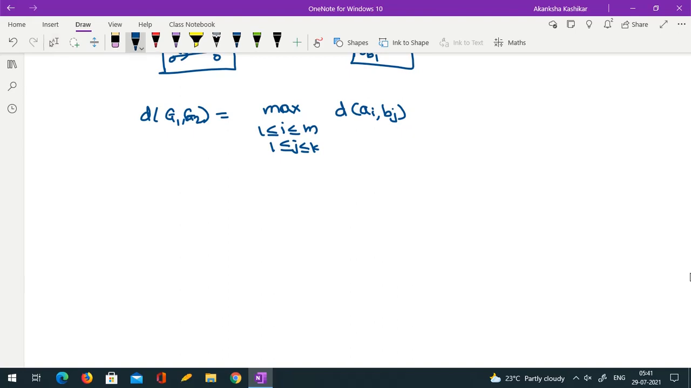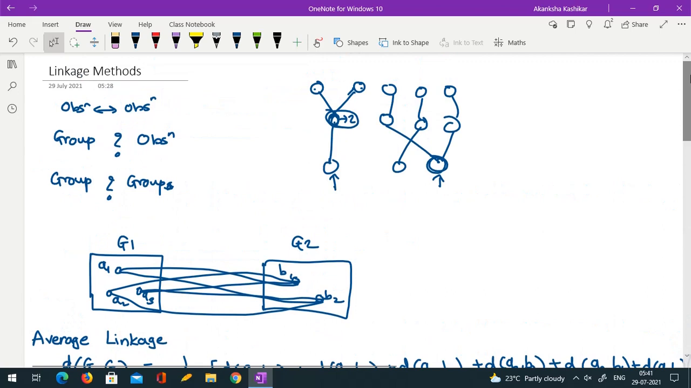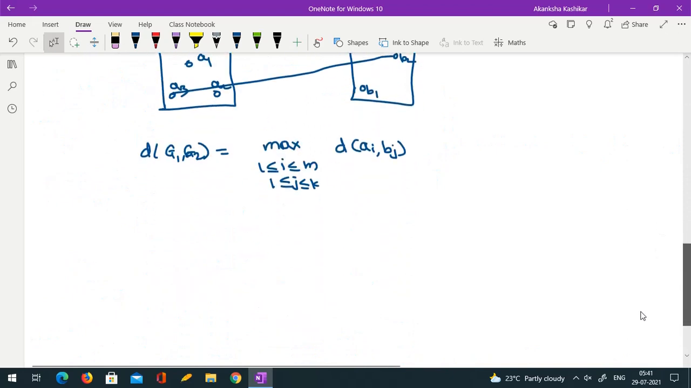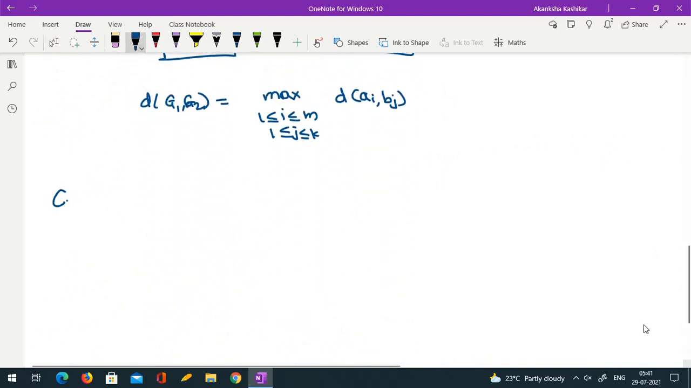Now, some of you might have felt that instead of taking average of the distances over here, why not maybe find some sort of a central point over here, a central point over here, and then take distance between that. This could be one possible suggestion, and that gives rise to the next linkage method, which is known as centroid linkage.